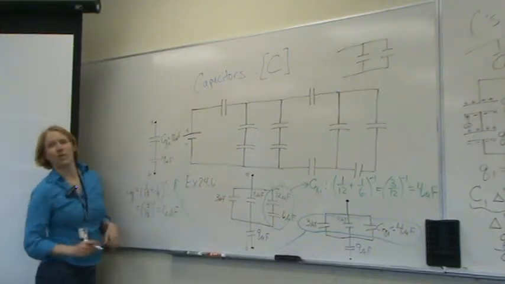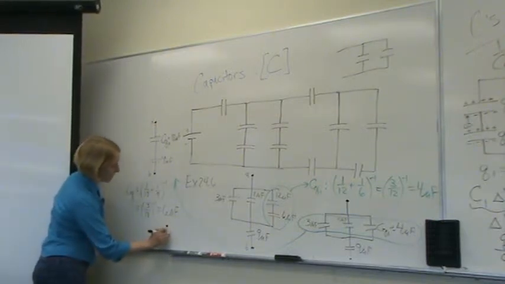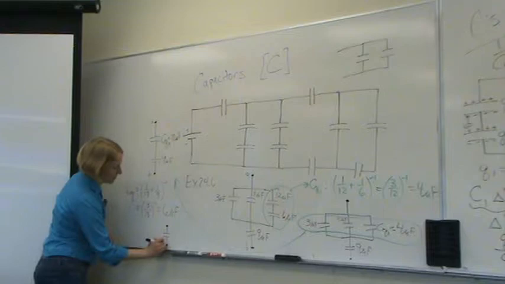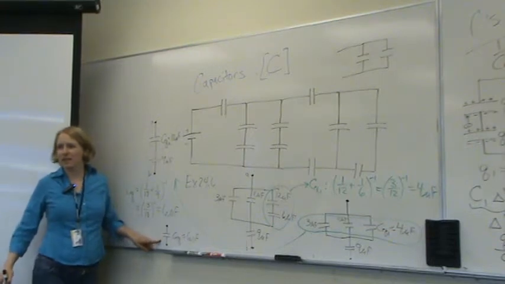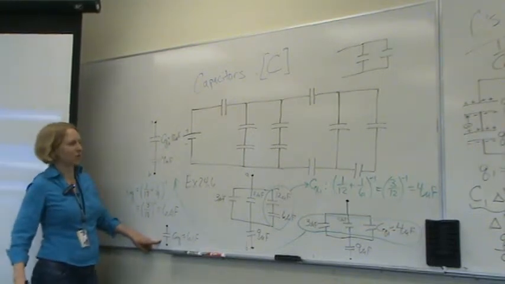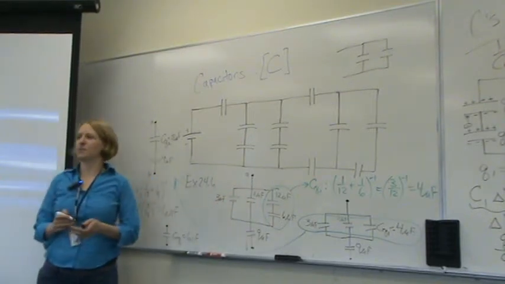And so if you're OCD and you want to draw one final circuit with 1 capacitor in it, you could do that, and you'd say, I'm done. I have 1 capacitor. That 6 microfarad capacitor is equal to all 5 of these capacitors we had before.